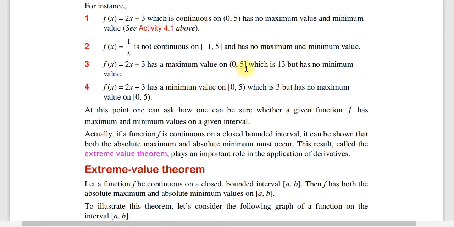the interval (0, 5], which includes 5, which is 13, but has no minimum value.